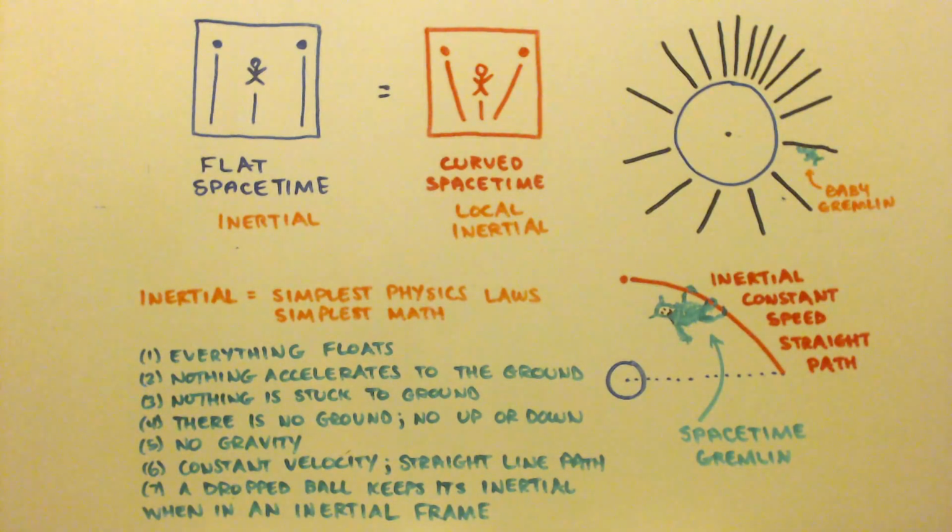Okay, constant velocity and straight line path. What does that mean? That means when you drop a ball in an inertial frame, it just stays still relative to you. Or maybe if you give it a little nudge, since you're not perfect at dropping it, it might go at a constant velocity in a straight line. But it will never go in a parabola. It will never go straight down at an accelerated rate. It will always be a straight line, constant velocity.